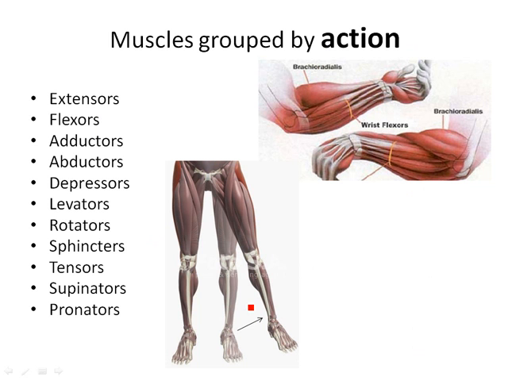You can name them by their actions. These are going to be the same actions that you learned when you talked about joint movements. They can extend. There's flexors, adductors, and abductors. Remember, to abduct is to take away from the midline. To adduct is to bring back to the midline. You can say adductors or abductors if you want to remember which one's which.